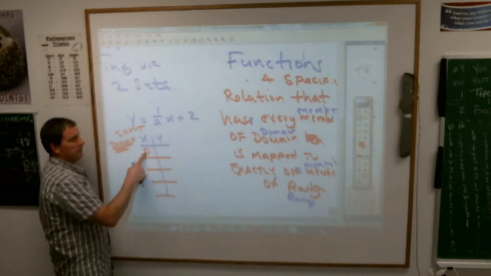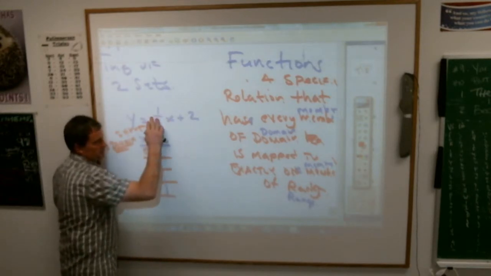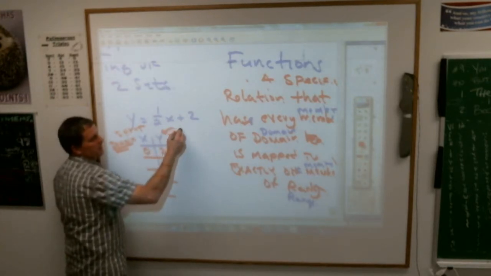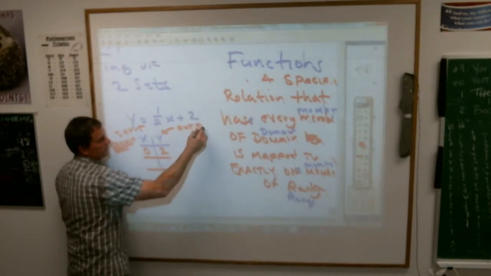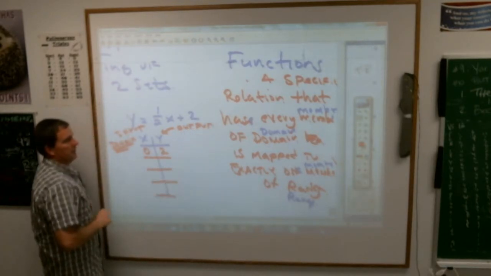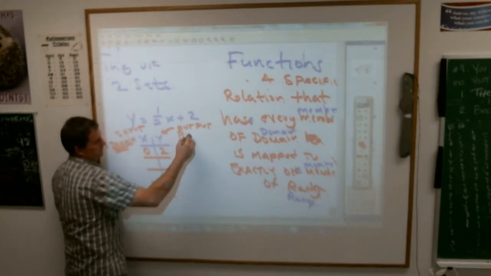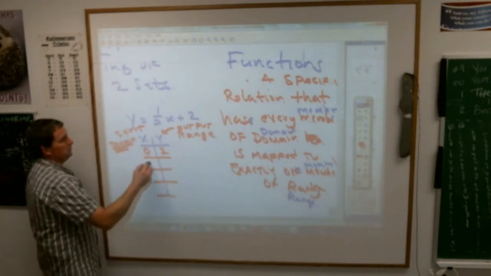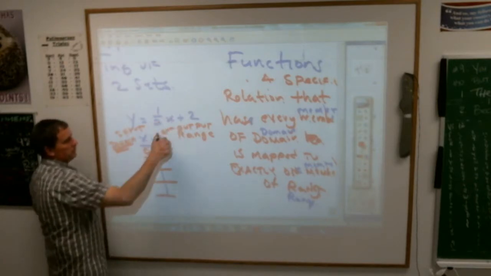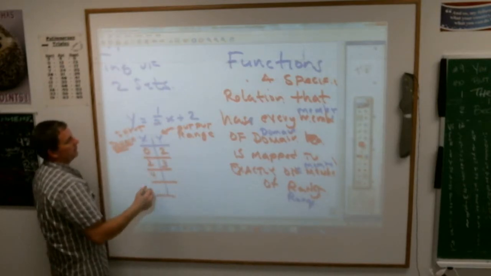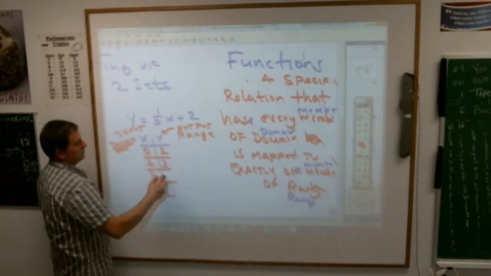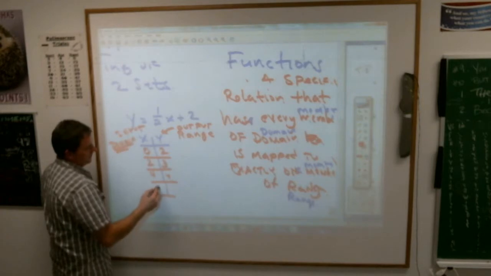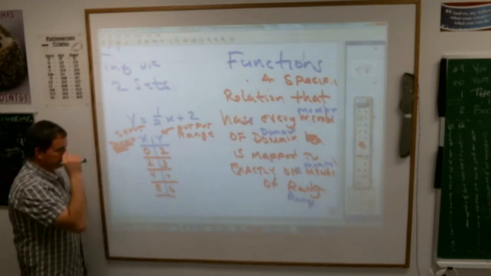Let's say I picked 0. If I put 0 in for x, half times 0 is 0 plus 2, I get 2. The y values are the output numbers, and they are called the range. If I put 2 in here, 1 half times 2 is 1 plus 2 is 3. If I put 4 in there, 4 times a half is 2 plus 2 is 4. If I put 8 in there, half times 8 is 4, and I get 6 right there.